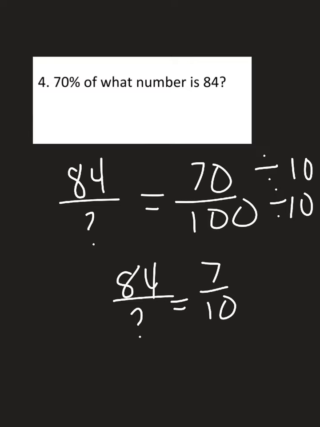Now, we do have a better relationship between 7 and 84 because if we multiply 7 times 12, that equals 84. So now all we have to do is multiply 10 times 12, and that gives us 120. And so 84 is 70% of 120.